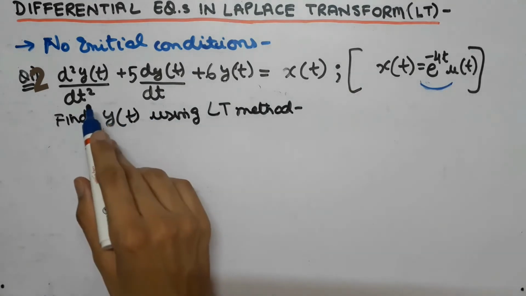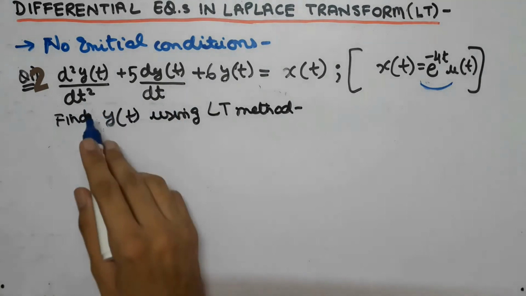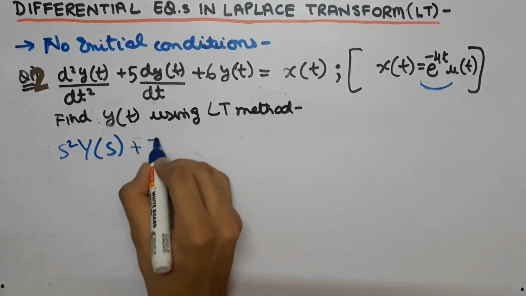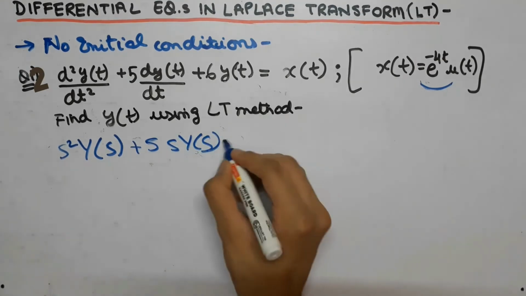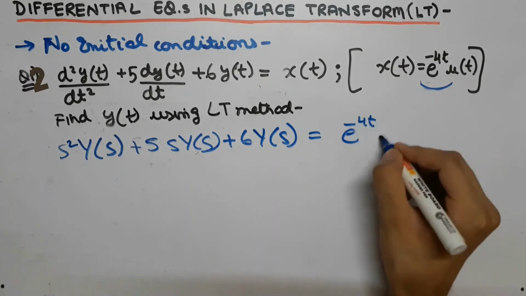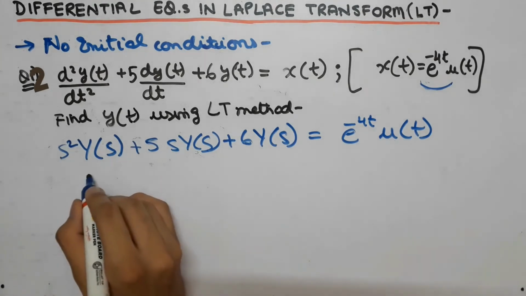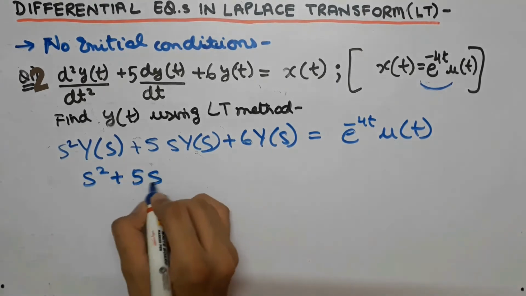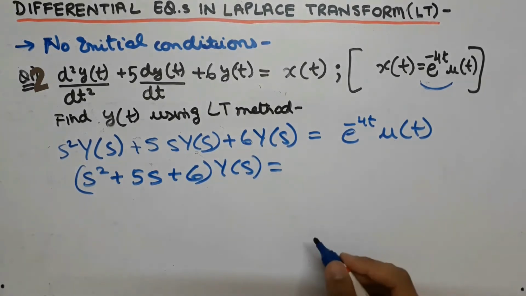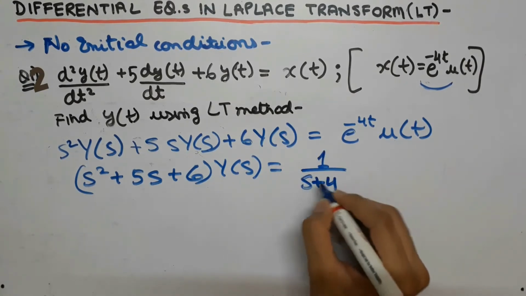Now as we know that no initial conditions are given, so we will apply the corresponding formulas. That is, we will write d²y(t)/dt² + 5 dy/dt + 6y(t) as s²Y(s) + 5sY(s) + 6Y(s), equal to e^(-4t) u(t). Now we will take Y(s) common from here, that is, on doing that you will get (s² + 5s + 6) into Y(s). Now we will convert the right side into Laplace form, that is, on doing that you will get 1/(s+4).